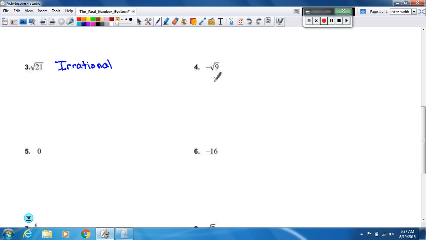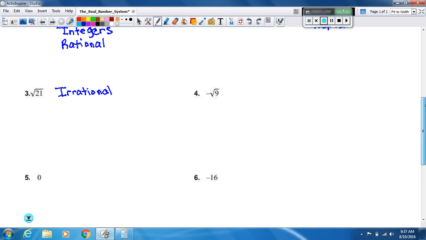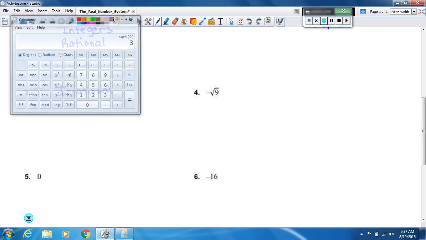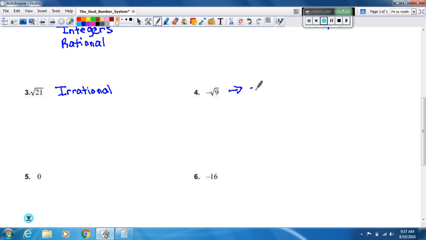Okay, negative 9. You do not count when you're playing hide and go seek or whatever, you don't count with a negative. Well, actually, let's talk about that. This is not 9. The square root of 9 is 3. So this is really talking about the number -3. You still don't count with it, so it's not natural. It's not a whole number because whole numbers are the counting numbers with 0. It is an integer. And because it's not a decimal that just goes crazy, it's rational.